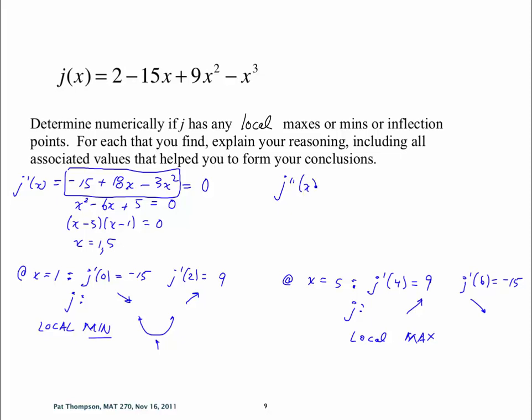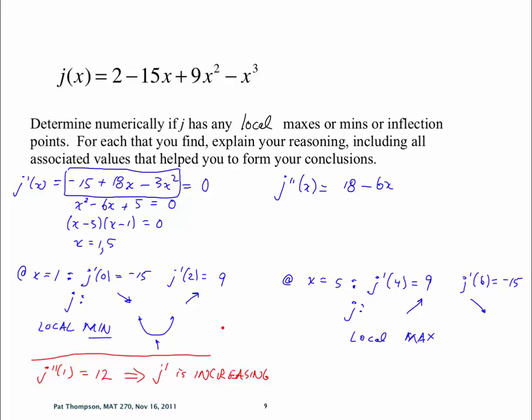Second derivative is 18 minus 6x. So we could come down here, so using the second derivative would be an alternate way here. Do it in red. We could say j prime, we just need it at 1, right at the critical value. J prime of 1 is 12. Double prime means that j prime is increasing. And if that first derivative is increasing and we have a critical value, it has to be a local minimum.